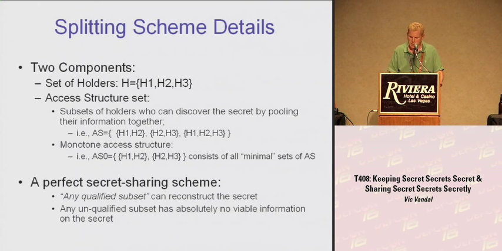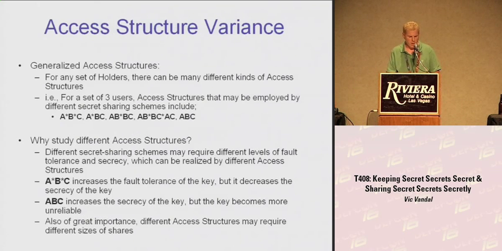A perfect secret sharing scheme is where any qualified subset can reconstruct the secret, and any unqualified subset, such as H1 and H3 in this example, has no viable information on the secret.